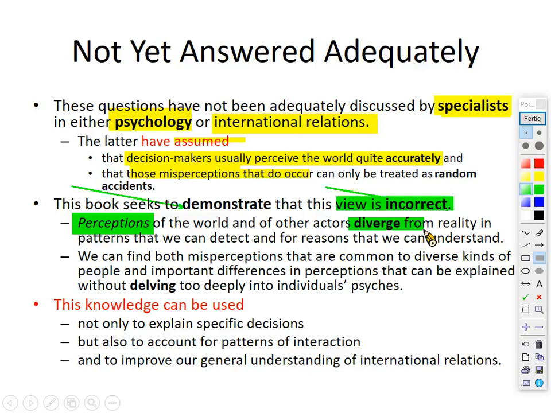If you have this knowledge about the difference between reality and the perception, then you can train yourself to understand a lot of different patterns between human beings, right? And it can also improve our general understanding of international relations. So the knowledge of knowing the differences between perception and reality is very important, which means that people do misperceive a lot of issues. Okay? So keep that knowledge. We can use this knowledge to understand people's interaction. We can use this to know why people make such a decision. We can use this knowledge to understand how states interact among themselves and to establish their relationship among themselves. Okay, so it's very useful, right?